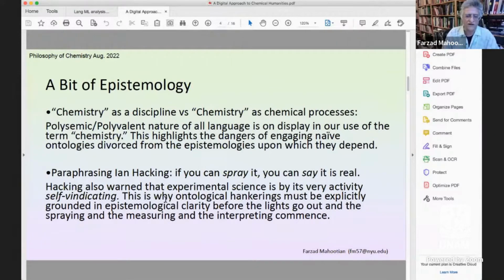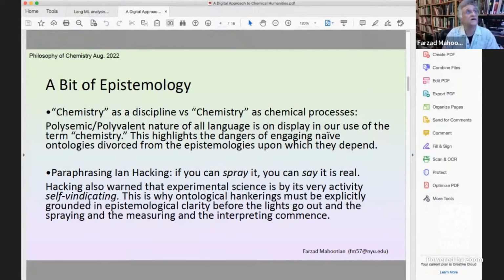I think I've already played this out yesterday and a little bit more today, but here's a little something from Ian Hacking, of the old Stanford School of Philosophy of Science. If you can spray it, you can say it. You can specifically say it's real. And I love that, but then he comes back immediately and says, look, remember that science is in fact self-vindicating, and you can design your experiments to vindicate you, very much like really anything else that you can do with language.